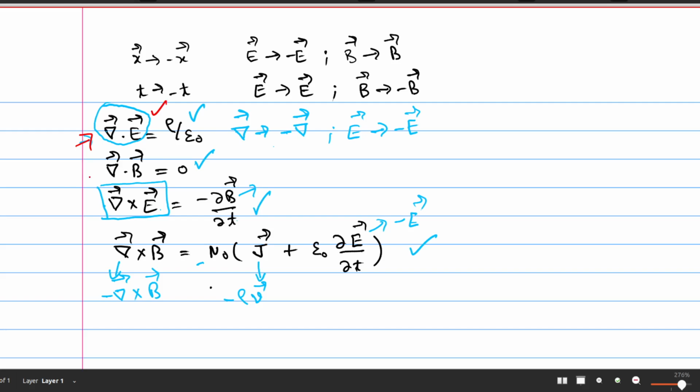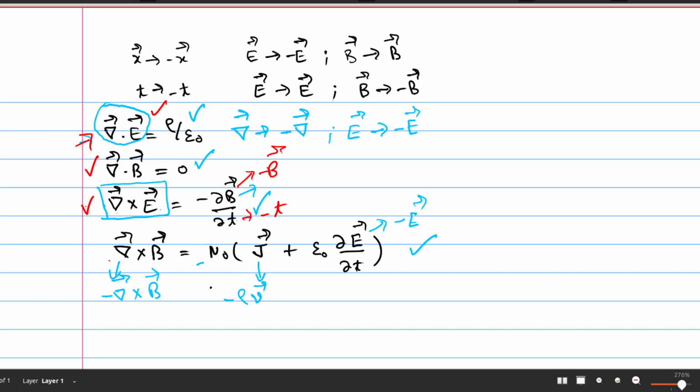Similarly, the second equation is obviously invariant because on the right hand side we have 0, B goes to negative B on the left hand side, but this only gives a negative sign, and since on the right hand side we have 0, this equation remains unchanged. In the third equation, E remains invariant, del remains invariant, therefore the left hand side remains invariant. On the right hand side, B goes to negative of B, but t also becomes negative, so the right hand side also remains unchanged, so this equation also is invariant.